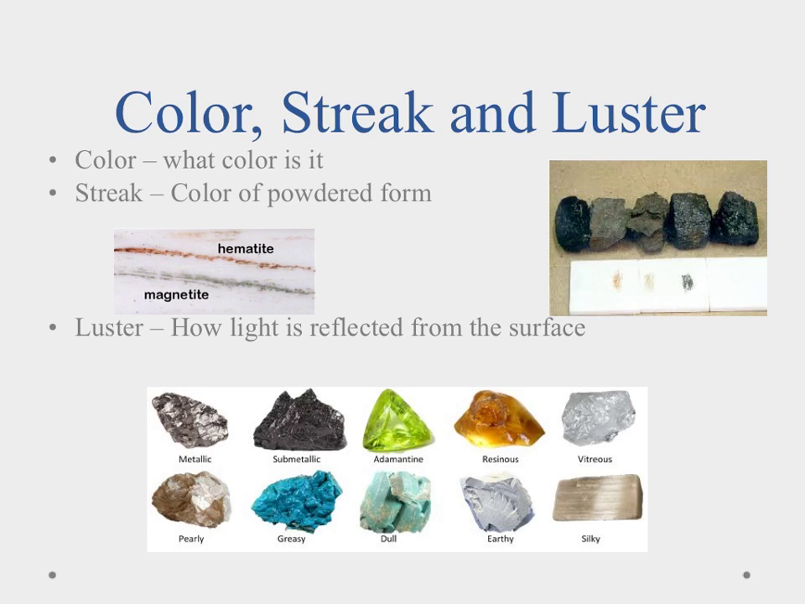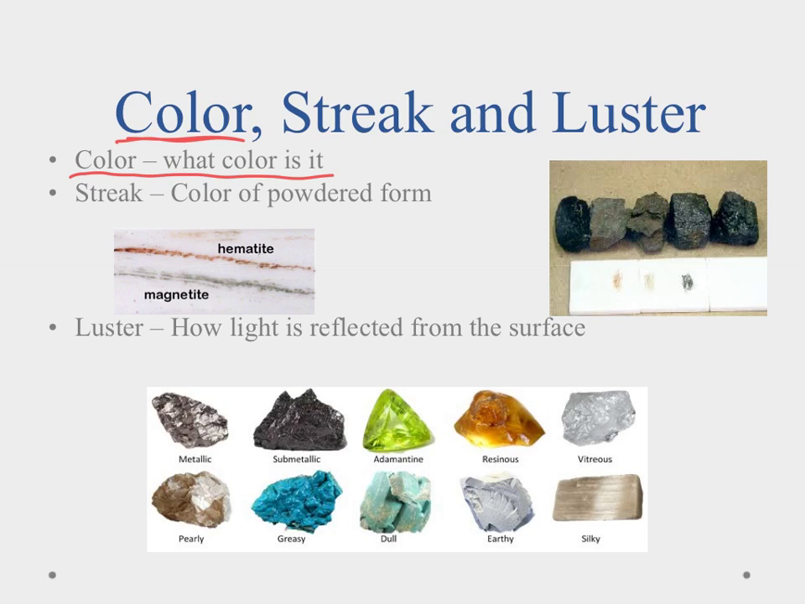Okay, so the first property we want to talk about is color. And color is simply what color is the mineral that we're trying to identify. Color is probably the worst trait to look at because you can have a little bit of impurities and those impurities will change the color of the mineral. So we generally try not to use color. It's a good starting point, but it's not something that's going to be really good to use.